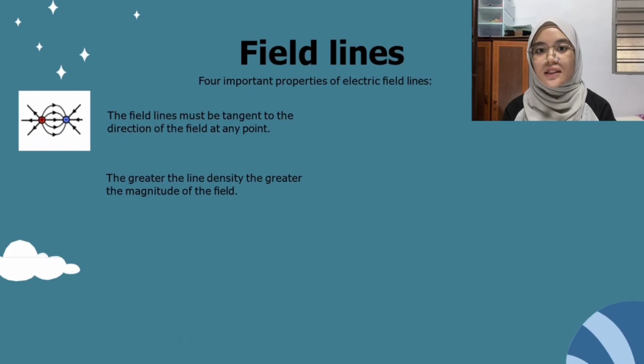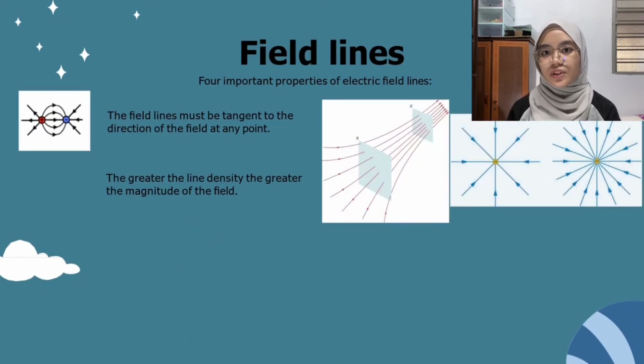The next is, the greater the line density, the greater the magnitude of the field. As a test charge moves closer to one of the charges, the force on it will be larger. The greater number of lines in the area just shown in this picture, at A, has the greater line density and the magnitude of the field is more than at B.